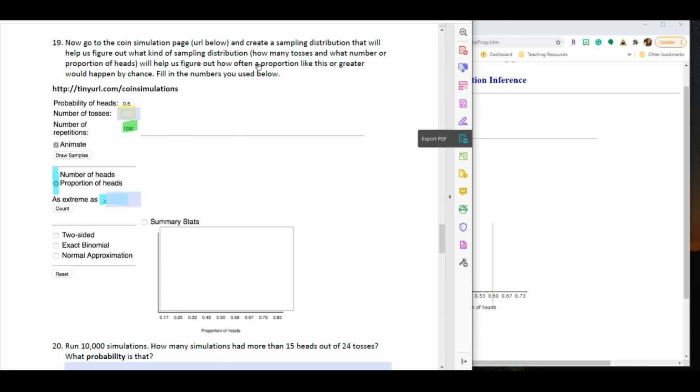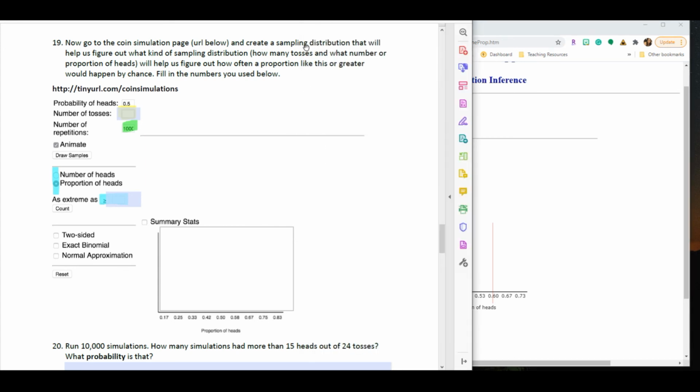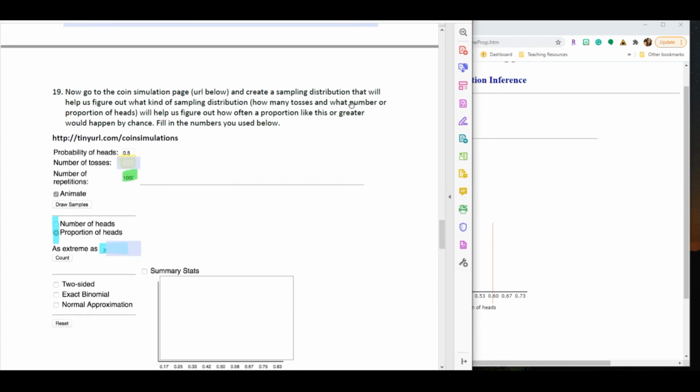Now, let me just show you really fast so that you can figure out the rest of this. We want to go back to our coin simulation page, and again, make sure you reset it. We want to create a sampling distribution to help us figure out what kind of sampling distribution, how many tosses, and what proportion of heads will help us figure out how often a proportion like this or greater would happen by chance. I know that's super wordy. Basically this is saying we did a simulation like the big class. Now we want to do a simulation like this medium class.